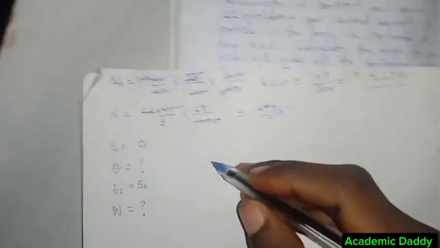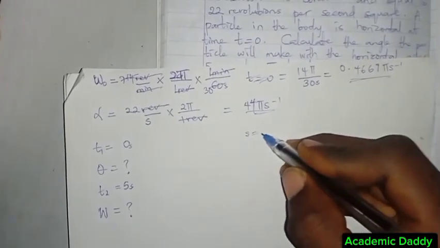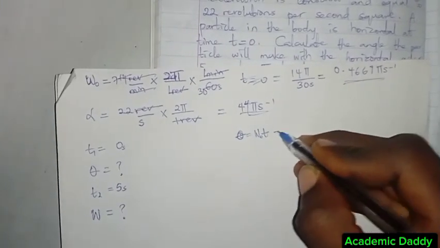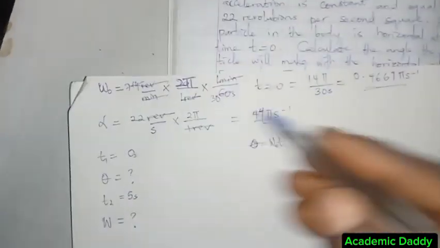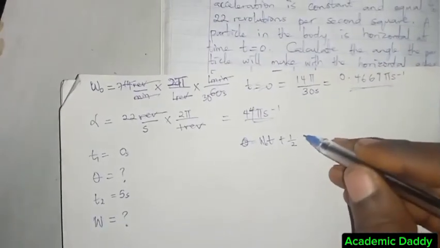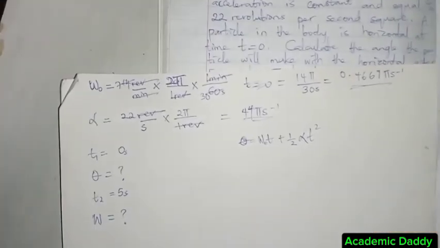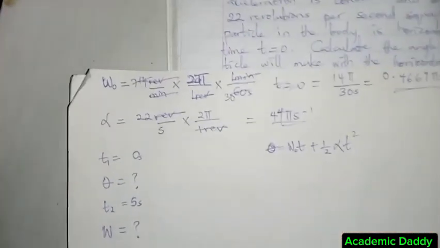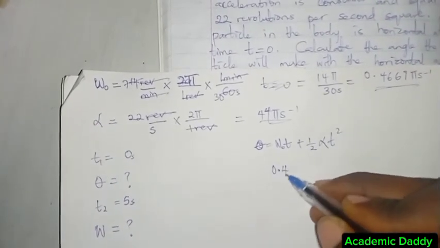So now they said I should get theta, so I can say theta is equal to w0 t plus half acceleration times t squared. That is from the equation of motion, which is ut plus half at squared. So let me put this. Initial velocity is 0.466. Okay, let me just do this now.